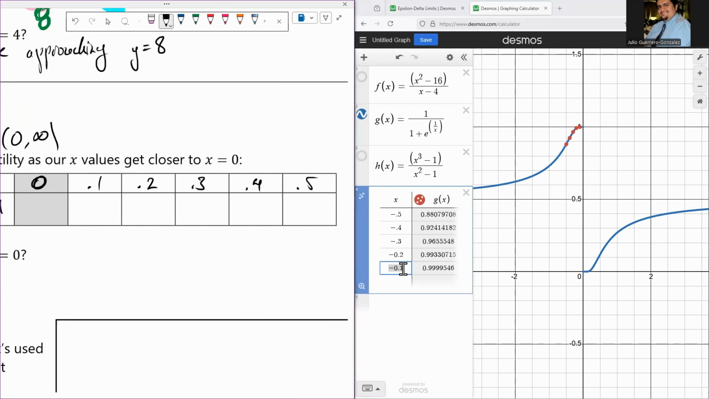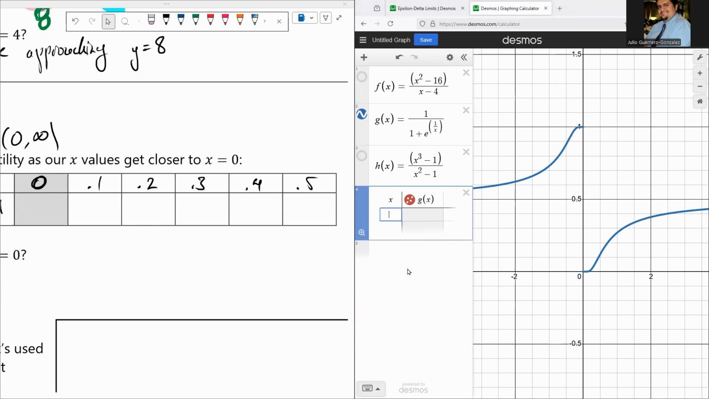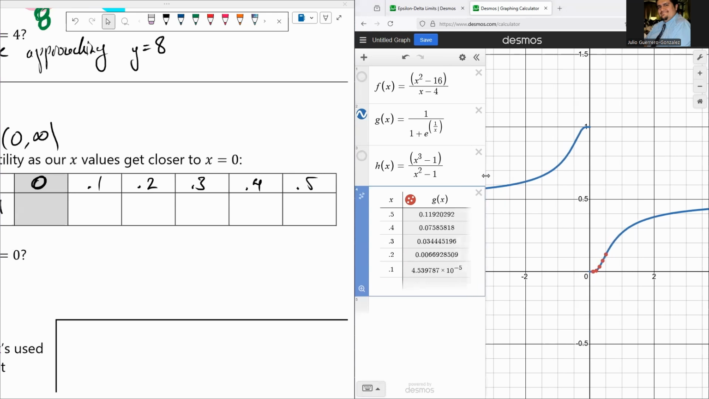Okay, I'm going to delete these x values so I can do it from the top end. So let me delete. Okay. 0.5, 0.4, 0.3, 0.2, and 0.1. Okay. And I'm going to scrunch this open a little bit. There we go. Okay. 0.5, I got 0.119.